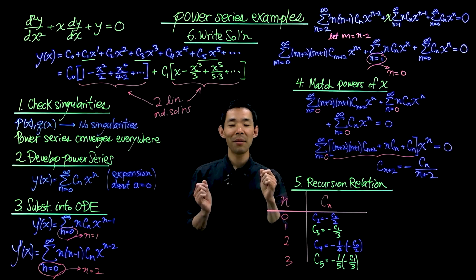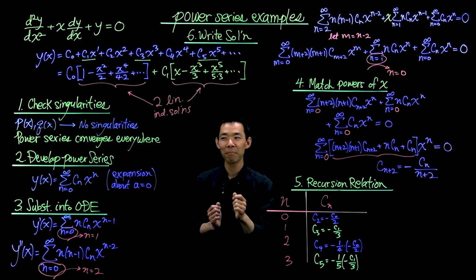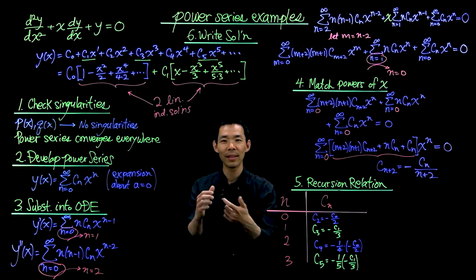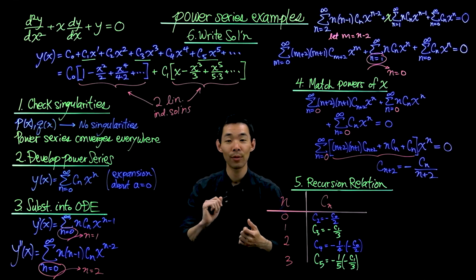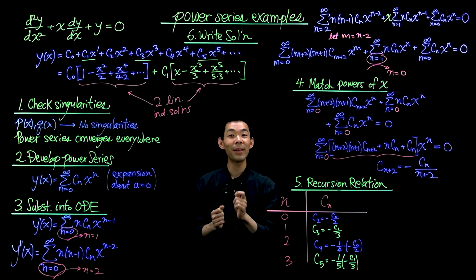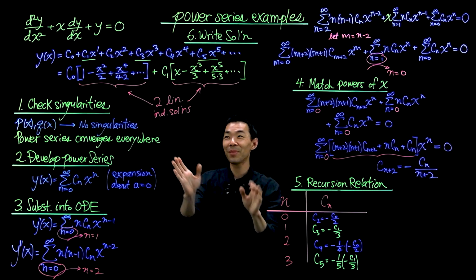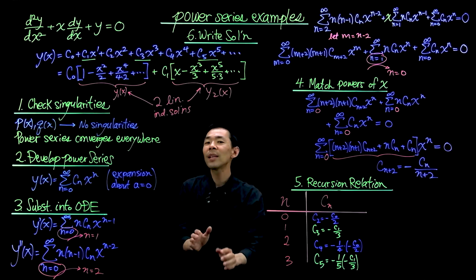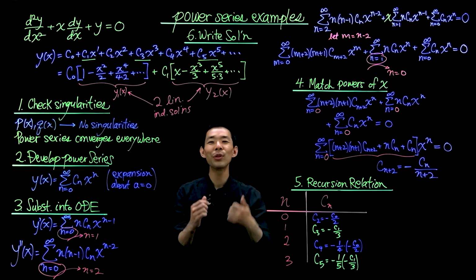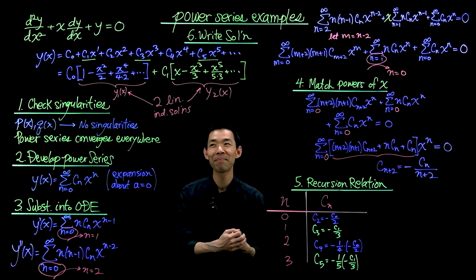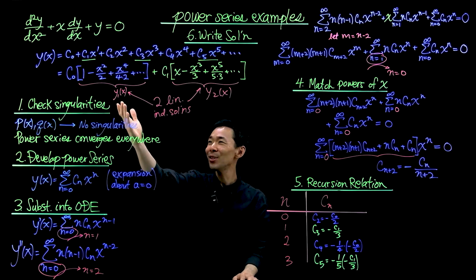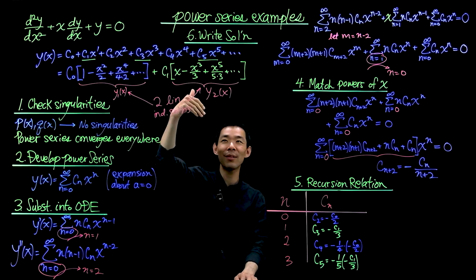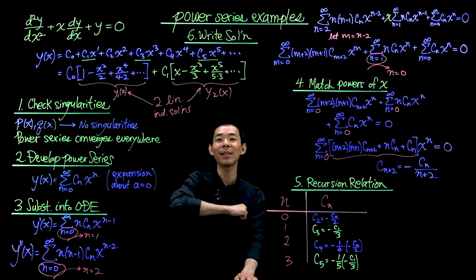Just like that. Previously, with the roots method, we had sines and cosines, exponential solutions. We showed that they were linearly independent solutions. This is y1 and y2, just like you've always been doing it. You get two linearly independent solutions. We have that here too. So we have y1, which is this series, and y2, which is this series.